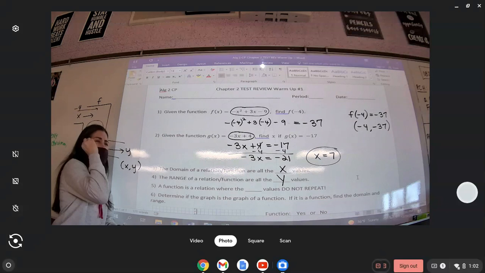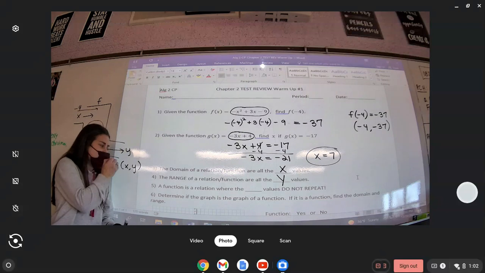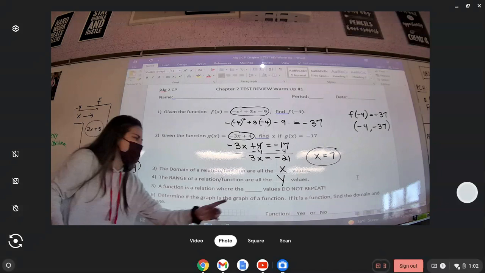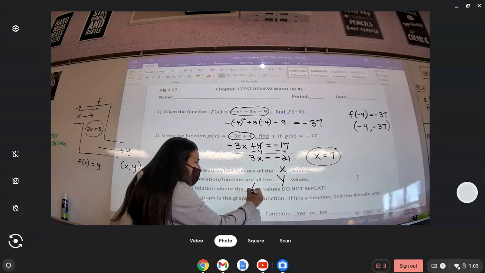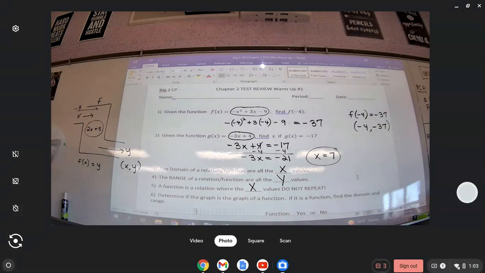And then we saw that the whole definition of a function said that a function is a relation where which variable doesn't repeat? X, right? I think it was the first time I cursed at you guys. I think I said, we don't care about Y. We just care about X.